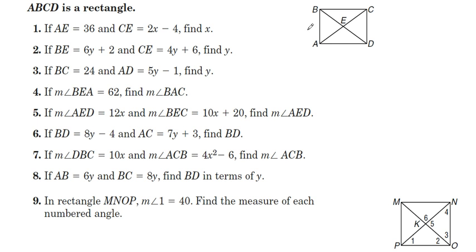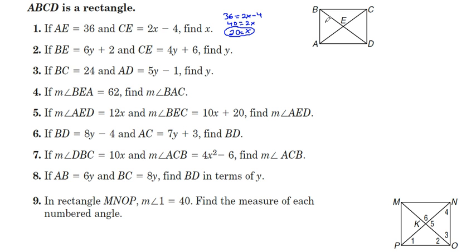Okay, for number one, it tells us AE is 36 and CE is 2x minus 4. The diagonals of a rectangle bisect each other, as do all parallelograms. It tells us to find x. So all we're going to do is take 36 and set it equal to 2x minus 4. We'll solve for x that way. I'm going to add 4 to both sides, and then I'm going to divide by 2. X is 20.